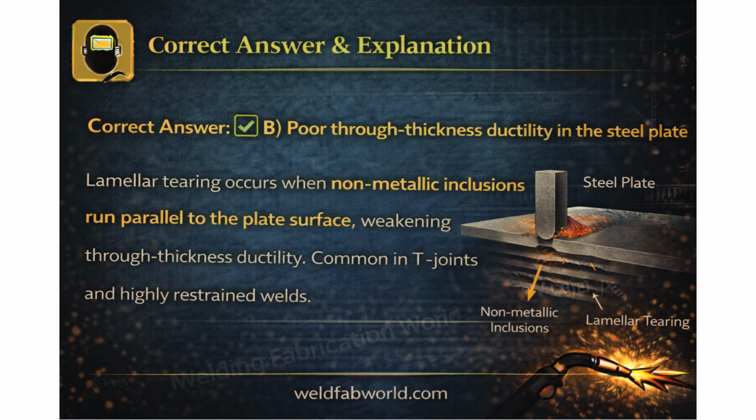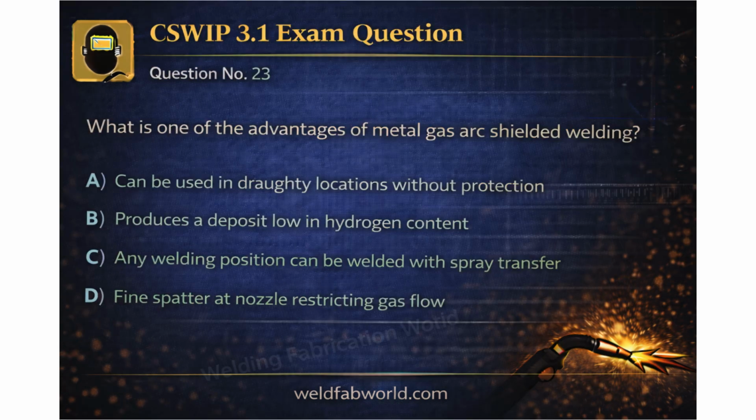Answer. B. Poor through-thickness ductility in the steel plate. Explanation: lamellar tearing occurs when non-metallic inclusions run parallel to the plate surface, weakening through-thickness ductility. Common in T-joints and highly restrained welds. Question 23. What is one of the advantages of metal gas arc shielded welding?